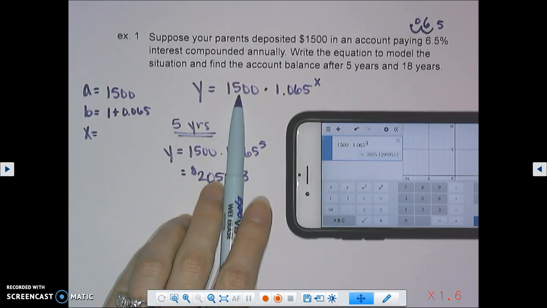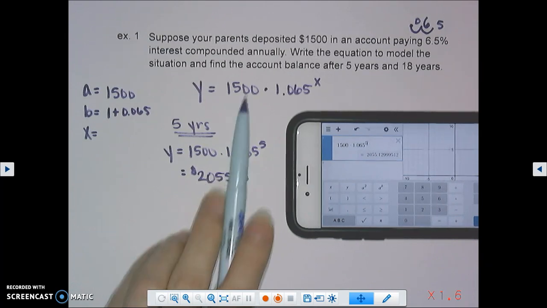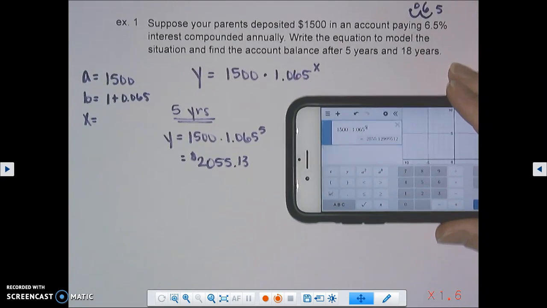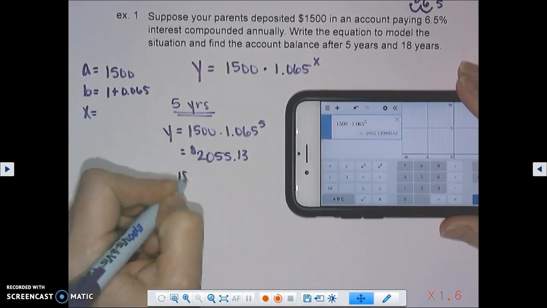So after 5 years, our $1,500 has grown into $2,055.13. So not too bad considering you're just putting it into account. You're not using any of that. You're not doing anything with it. You're just getting that interest. So let's see what happens after 18 years.